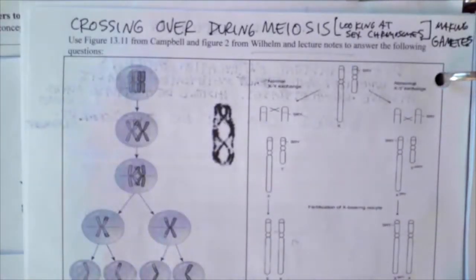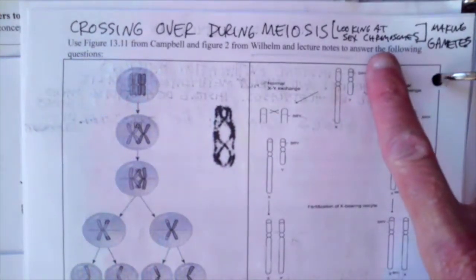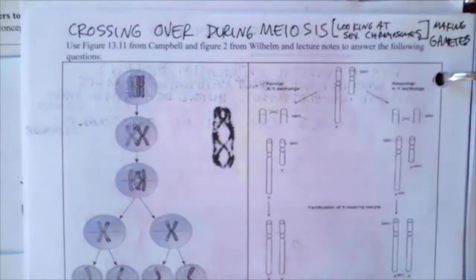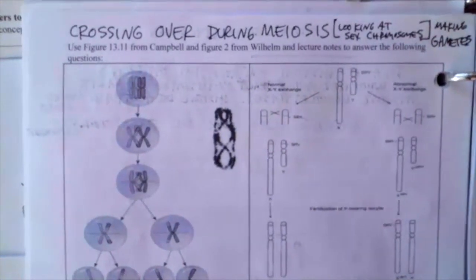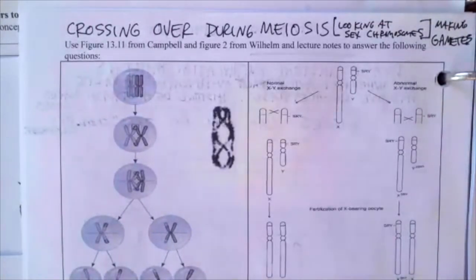Crossing over during meiosis. Okay, that's what this is a diagram of, and it's only looking at sex chromosomes. So we're talking about any mammal here, including humans. But we're not looking at every chromosome. We're just looking at the sex chromosomes. Meiosis is one of the processes that happens when you're making gametes. All right, so we're making sperm and egg.